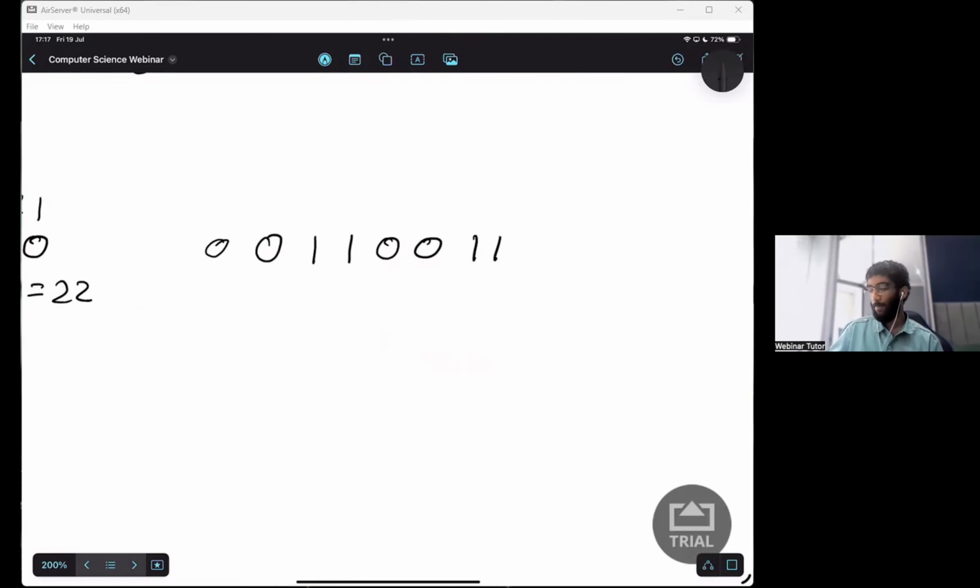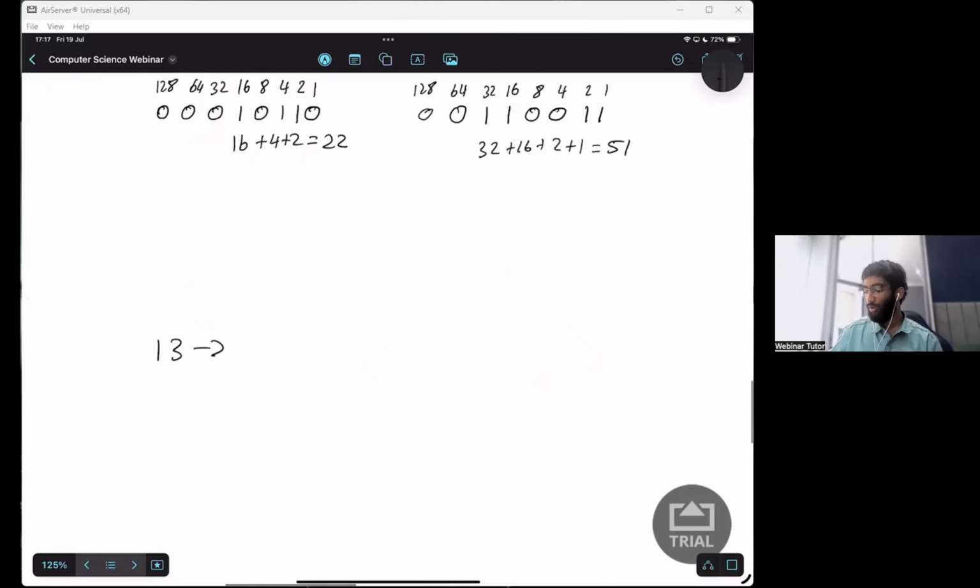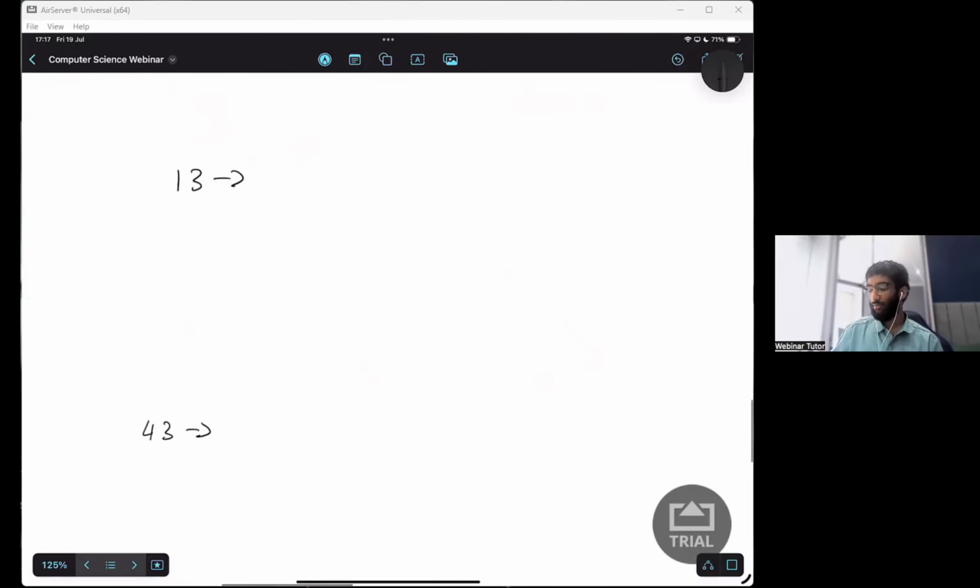Now we're going to move on to this one here. We're going to do the exact same thing. Remember, it's base 2, so it's going to be 2 to the power of 0, 1, 2 to the power of 1, 2, 2 to the power of 2, 4, etc. Now that we've written them all out, all we have to do is add them up. 32 plus 16 plus 2 plus 1. That gives you 32 plus 16, that's 48, plus 2, 50, plus 1, 51. Nice and easy.